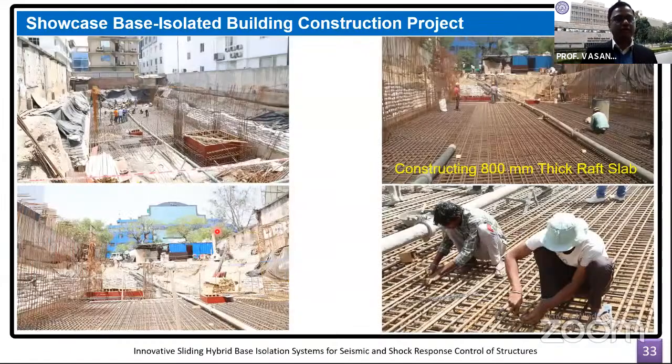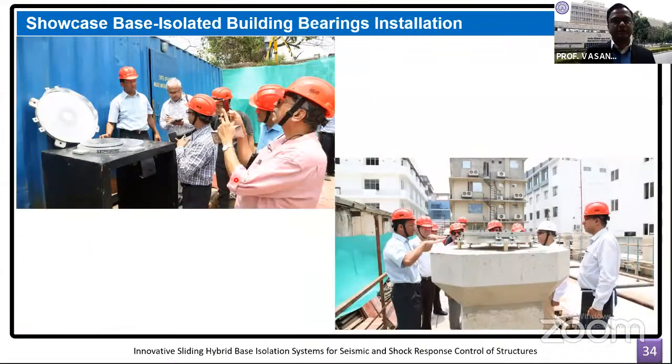So upon micropiling, raft was constructed, which was around 800 millimeter thick, a uniform raft. One may see that it is relatively thicker a raft because we wanted to ensure that there is no differential settlement that takes place, particularly when you have a loose soil underneath. It is important in case of base isolation structure that the differential settlement is avoided as much as possible.